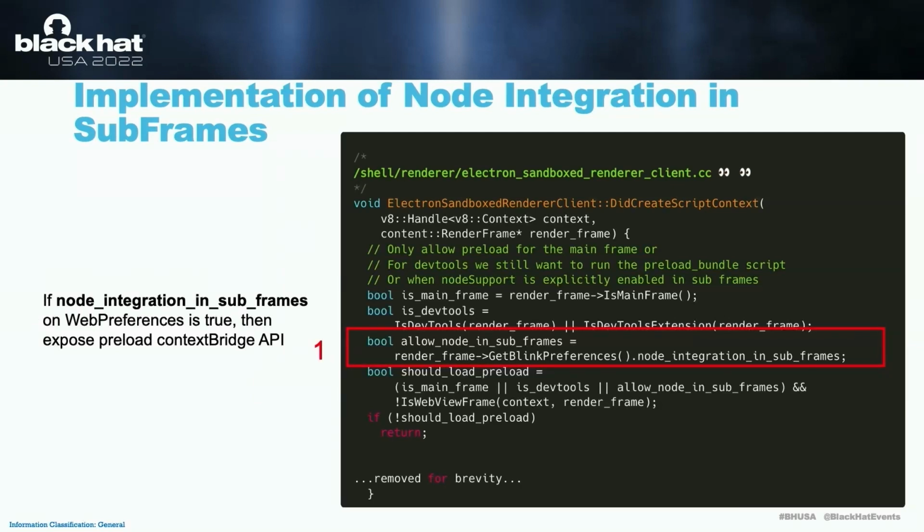So when we take a deeper dive into how the code for this works, based on what you need to enable NISF, we can go to a file which is in the folder shell renderer. And within this file, what happens in the box marked in red is the renderer frame gets access to Blink web preferences, and then it accesses the node integration in subframes variable. And if this is set to true or false, based on that, it will make a decision on whether to enable that feature or not.